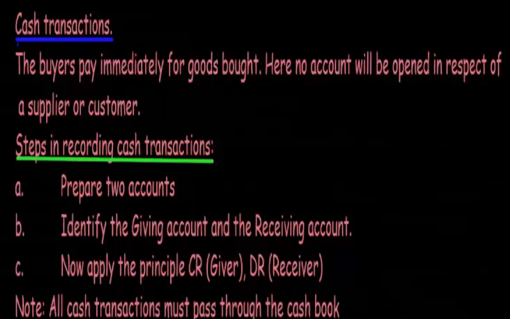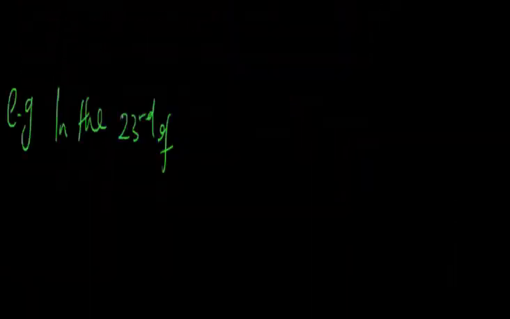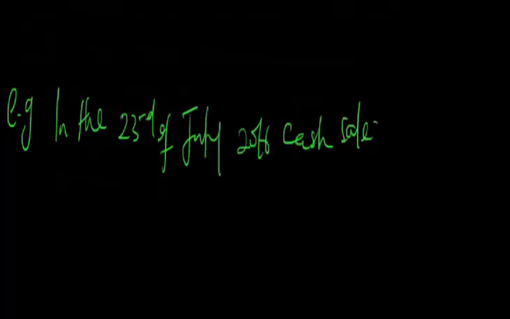Steps in recording cash transactions. A. Prepare two accounts. Identify the giving account and the receiving account. Now apply the principle: credit the giver and debit the receiver. Note: all cash transactions must pass through the cash book. For example, on the 23rd of July 2016, cash sales of 10,000 was made.